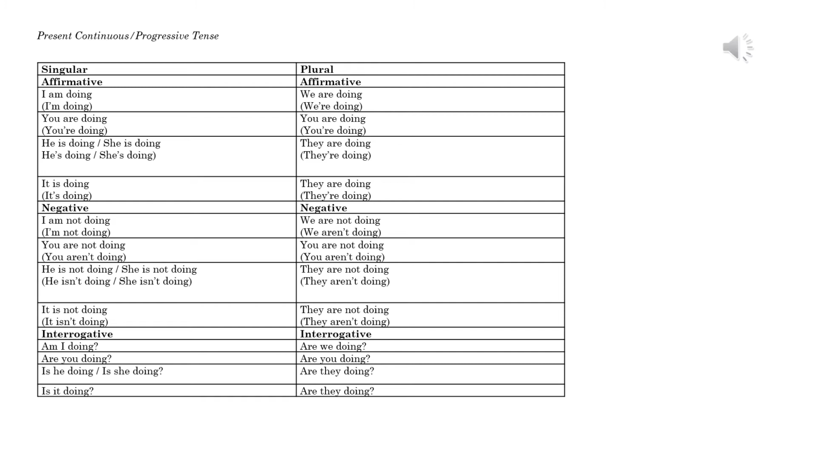Present continuous or progressive tense. Affirmative. I am doing, I'm doing. You are doing, you're doing. He is doing, she is doing. He's doing, she's doing. It is doing, it's doing. We are doing, we're doing. You are doing, you're doing. They are doing, they're doing.